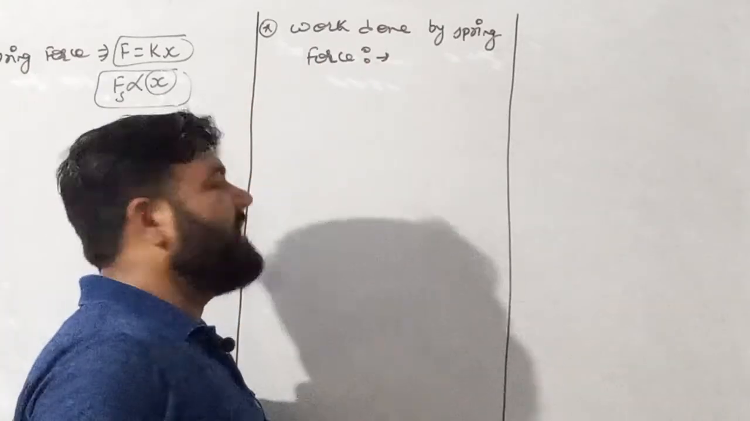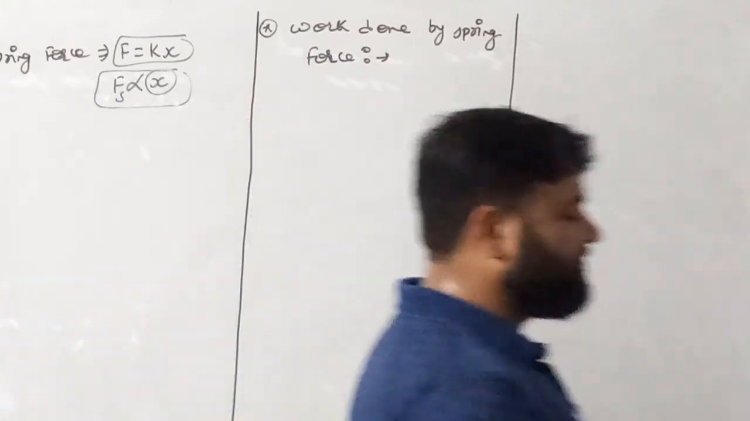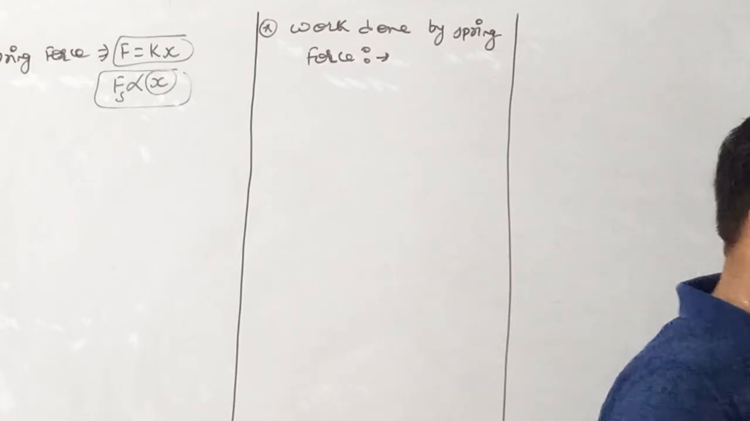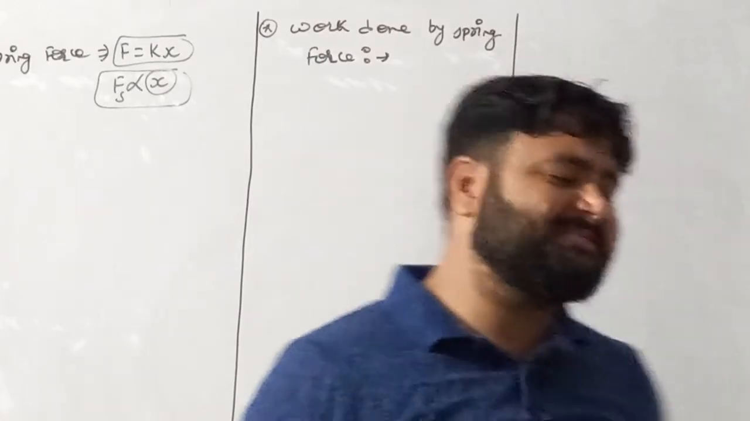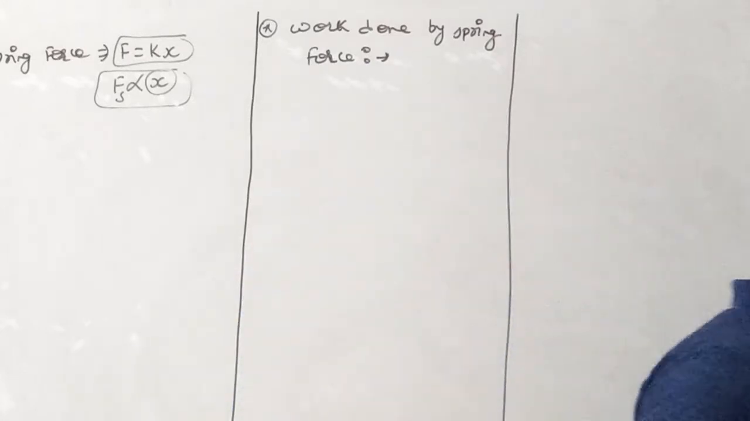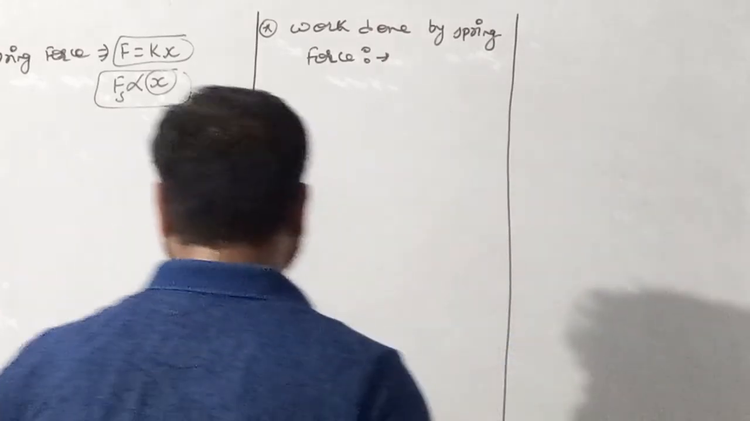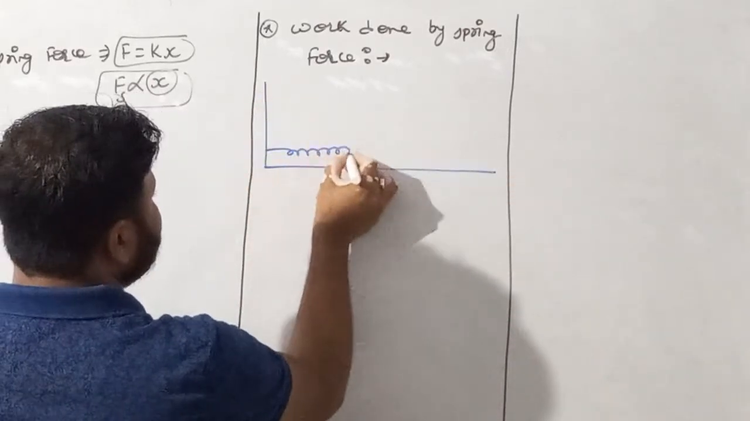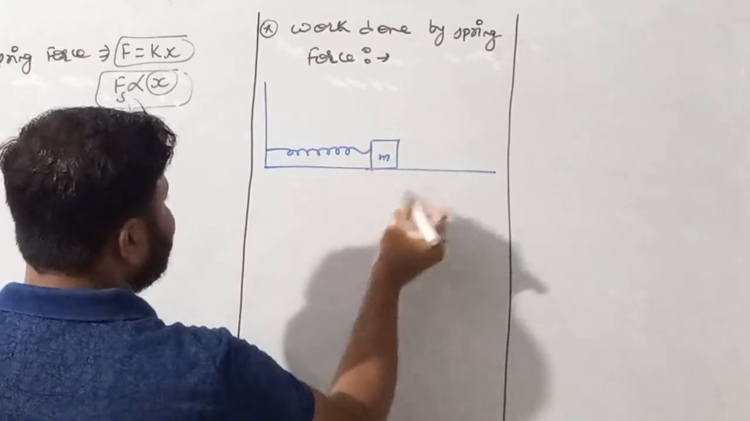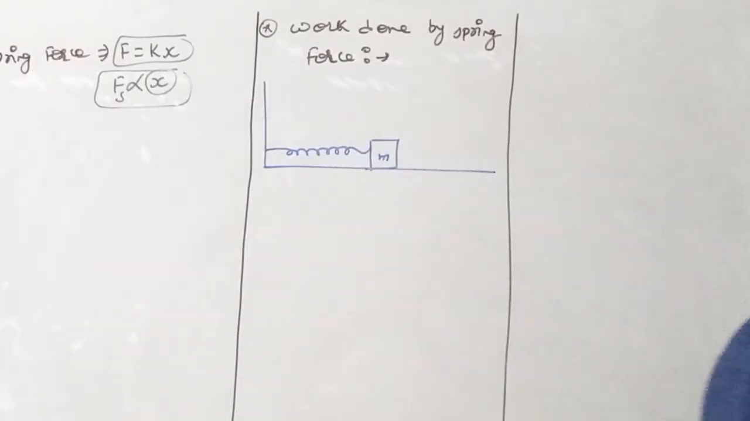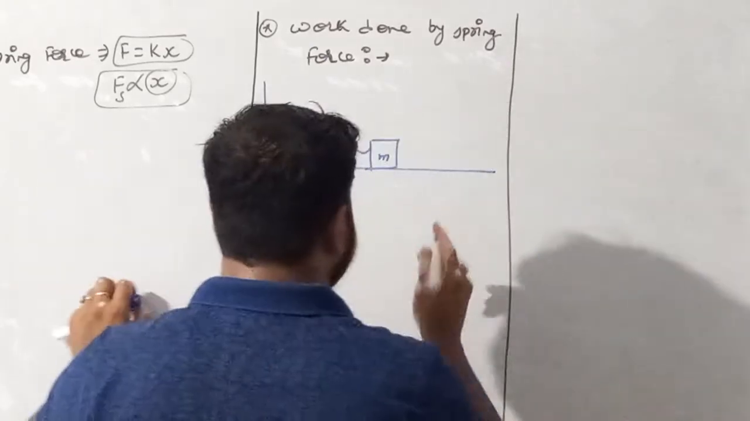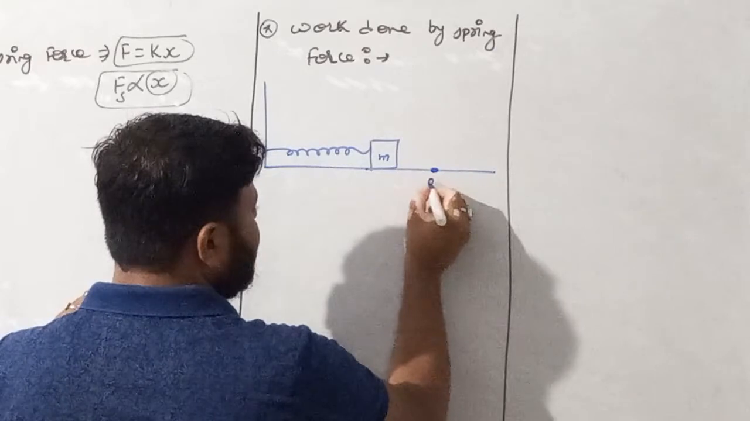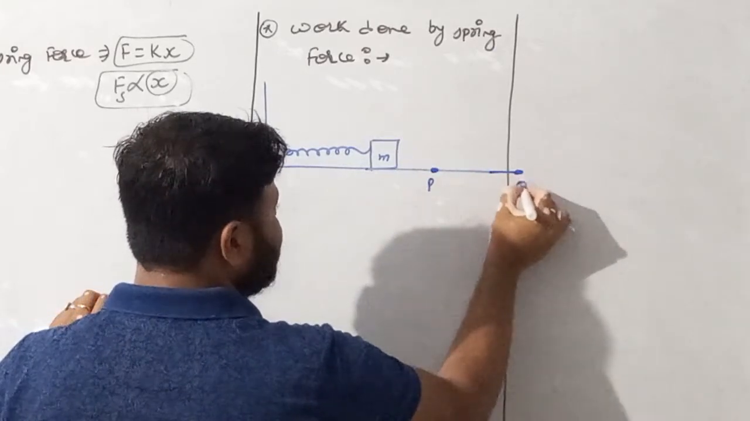So right now we have to find work done by spring force. Write down please: spring force is a variable force. So see, my dear student, let's suppose we have a spring. With the spring a block is attached whose mass is m, and I am elongating this block from point P to point Q.